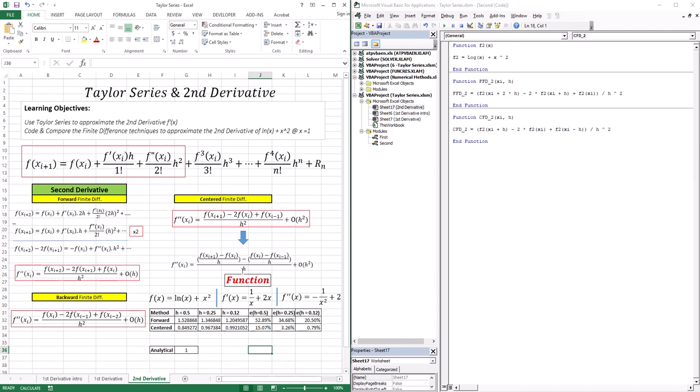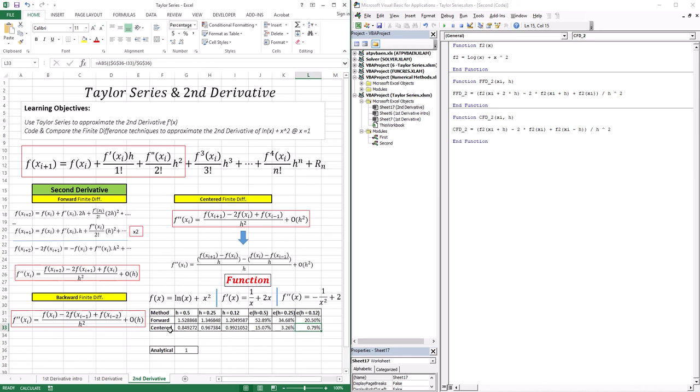We applied it to the same function that we did in the last lesson, ln of x plus x squared. We coded both of the equations here, and we found that the forward for 0.5 was 52% error, and as we reduced the step size it went down to 20.5%. But when we applied the centered, the first one was 0.84 at 15% error. And as we reduced the step size, it got closer and closer to 1 at less than 1% error.